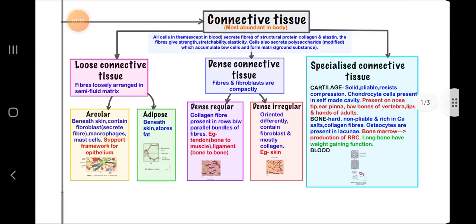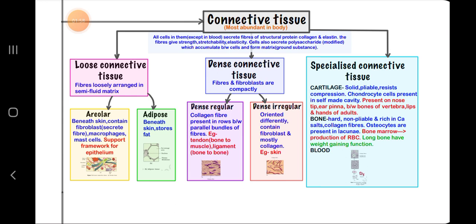Connective tissue is the most abundant in the body. There are three types: loose connective tissue, dense connective tissue, and specialized connective tissue. Loose connective tissue is of two types: areolar and adipose. Dense connective tissue is of two types: dense regular and dense irregular. Specialized connective tissue is of two types: cartilage and bones.